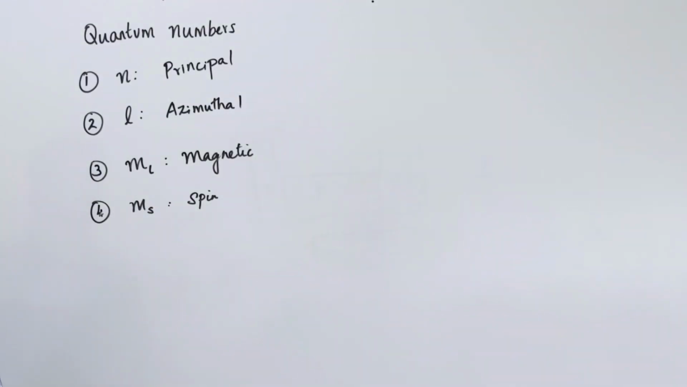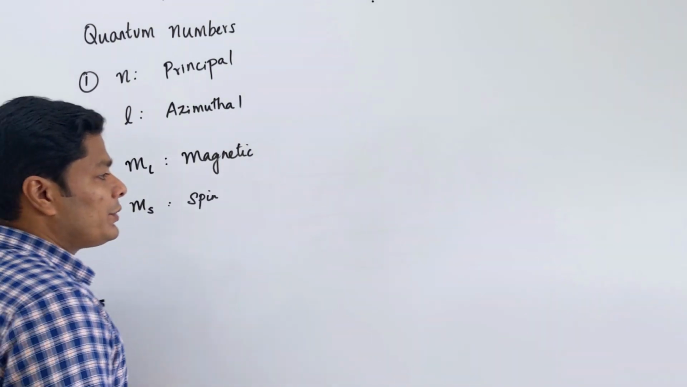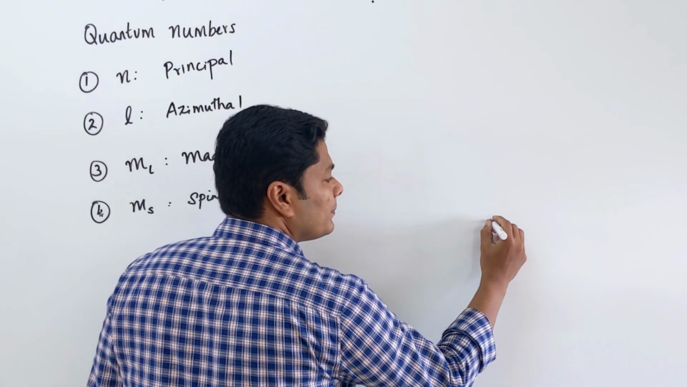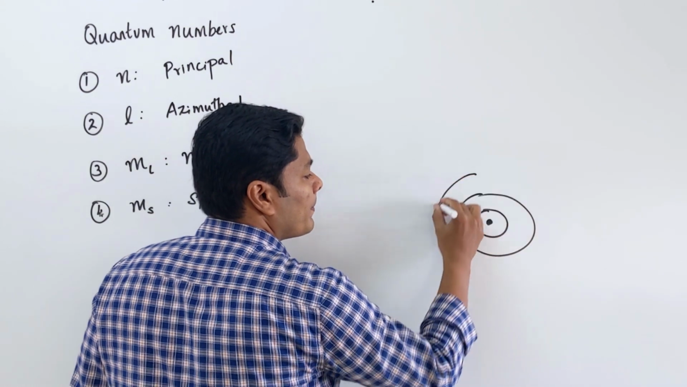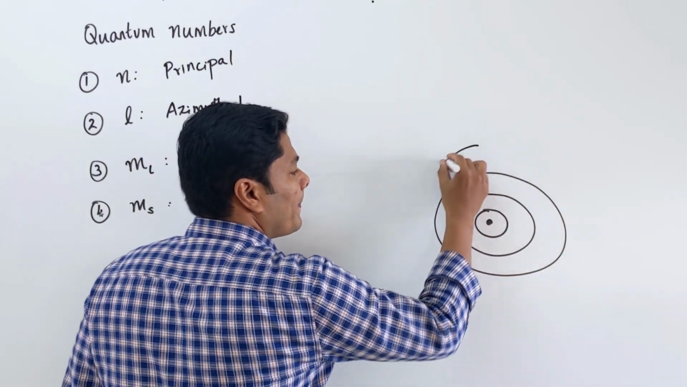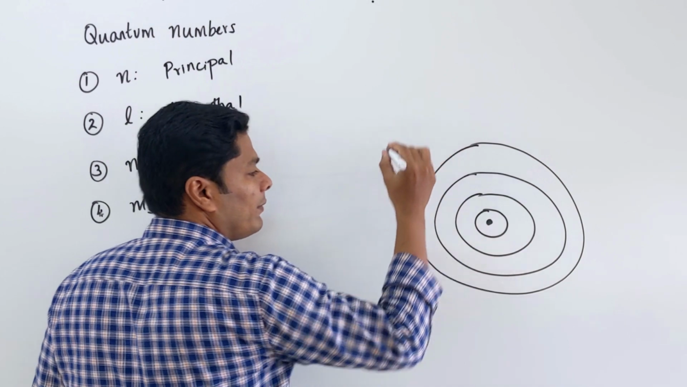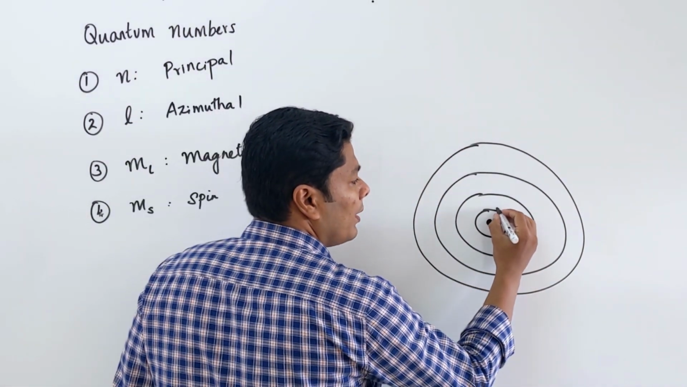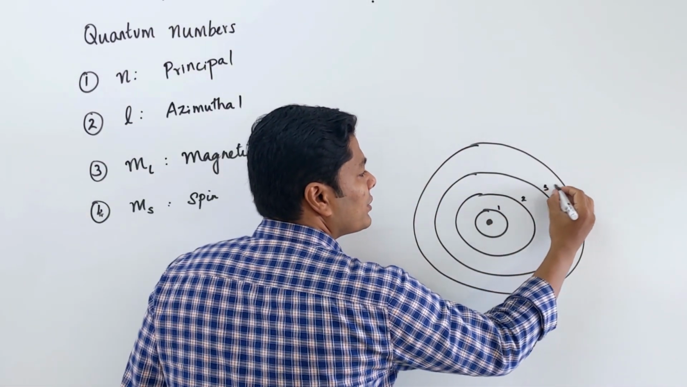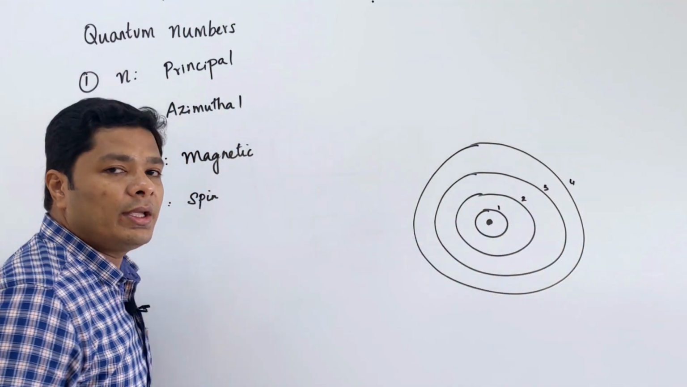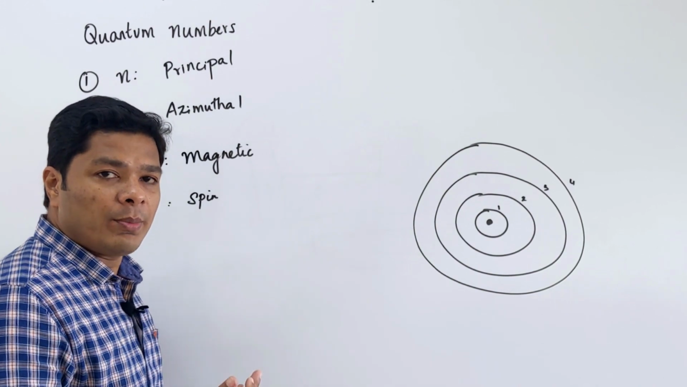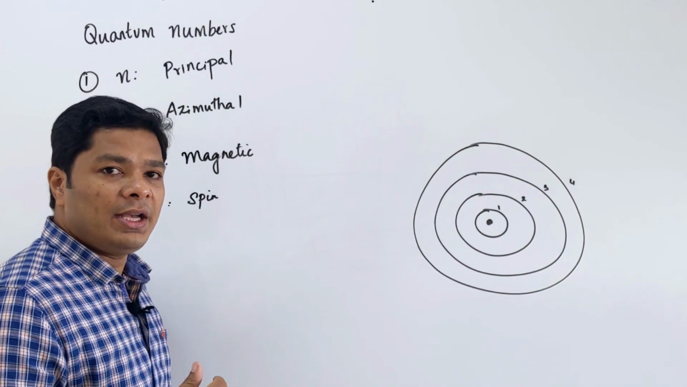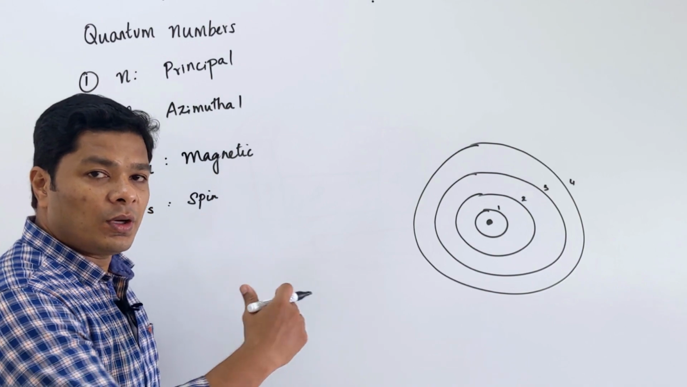Now what do they represent? n basically tells you the shell. If you were to draw a nucleus and then different shells, this is what we have. This is the first shell, second shell, third shell, fourth shell, and shells are where the electrons are present. In the nucleus you have protons, neutrons and various subatomic particles, including one named after an Indian scientist, Bose. It's called the boson.